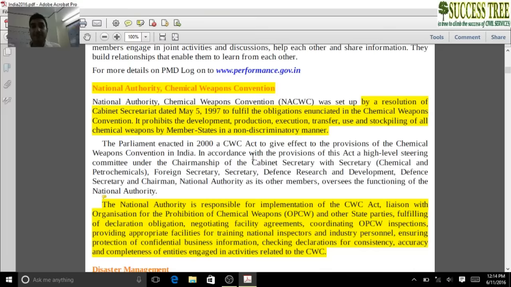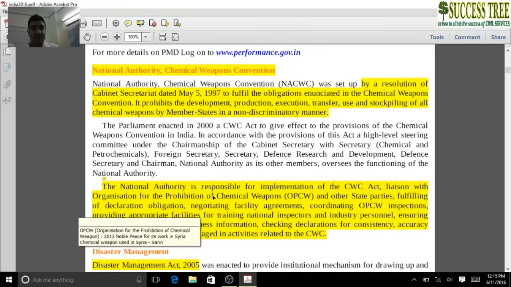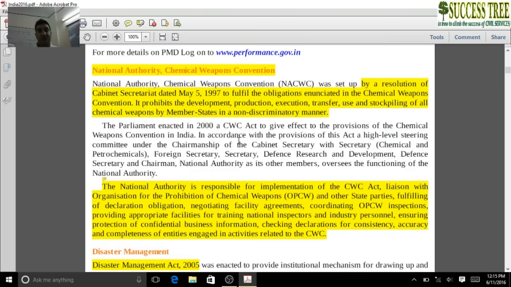The Chemical Weapons Convention prohibits development, production, transfer, use and stockpiling of all chemical weapons by member states in a non-discriminatory manner. So for all types of chemical weapons, certain restrictions are imposed on their production, transportation, export and import. Parliament enacted the act in 2000. Read the last paragraph, which is again important. The National Authority is responsible for implementing the CWC Act, that is the Chemical Weapons Convention Act, in liaison with the OPCW, that is the Organisation for the Prohibition of Chemical Weapons.